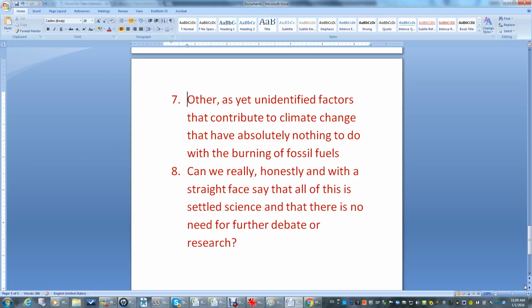Other as yet unidentified factors that contribute to climate change that have nothing to do with the burning of fossil fuels could be the culprit. But of course, if we've already accepted the notion that fossil fuels are the cause of the carbon dioxide rise, which is one leap, and then the second notion that it's the carbon dioxide rise primarily, if not exclusively, that's causing the rise in global surface temperatures, these are not researchable questions because they've already been settled.